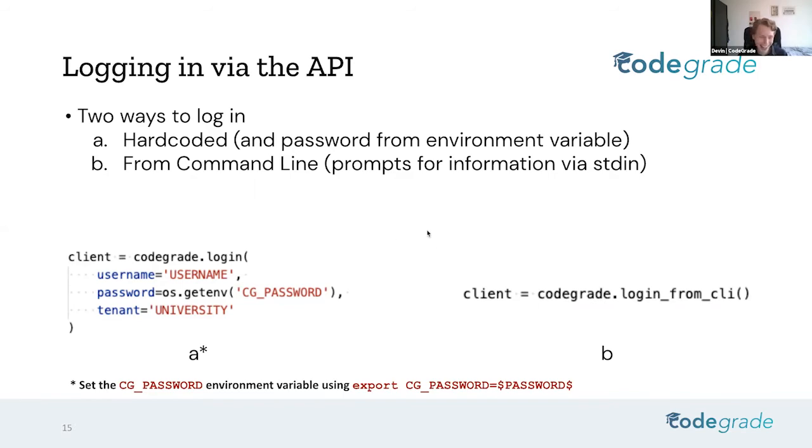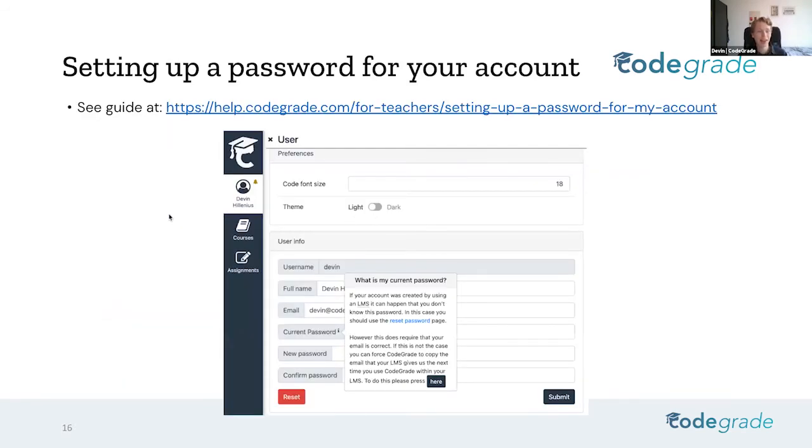Thanks. Awesome. So after you've logged in, of course, for some of you that are using CodeGrade through your learning management system, you will not have a password already. And you will have to set one up before using the API, since you cannot log in with your learning management password. So for that, you can follow this guide. It's pretty easy. You go to your user settings, you press the I here, and you get the option to reset your password. With this, you get your CodeGrade password, which in combination with your username allows you to log in to the API. So that's how you can do that.